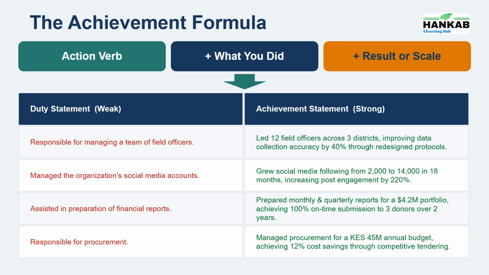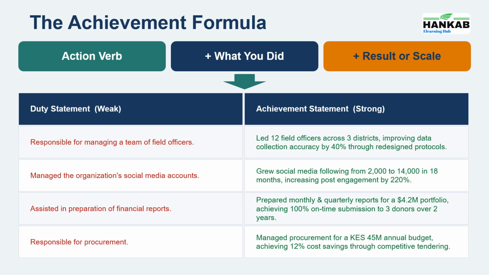Notice what these do. They open with a strong action verb. They include scale or context, team size, budget size, time frame, and they state an outcome or result. They tell the story of impact, not just activity. When you build your master document, this formula applies to every bullet point you write. If you cannot identify the result, ask yourself, what was better after I did this work than before? Start there. This direction requires real work before you continue.